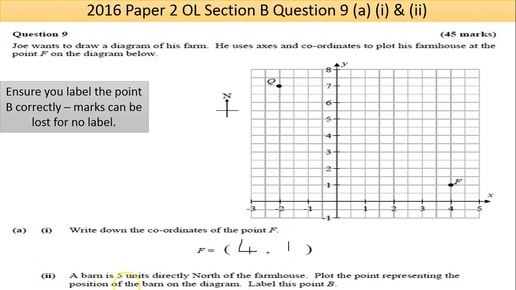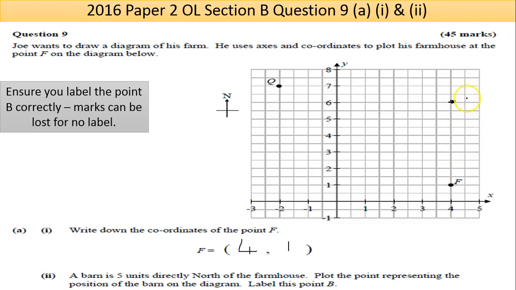That's handy. Now, a barn is 5 units directly north of the farmhouse. Plot the point representing the position of the barn on the diagram and label this point B. So we're assuming each unit is represented by 2 boxes, and that north is directly up, south directly down, east, west, whatever. So the barn is 5 units north, so 1 unit, 2 units, 3 units, 4 units, 5 units. So that should be point B.